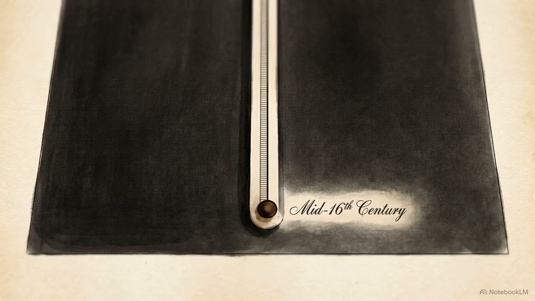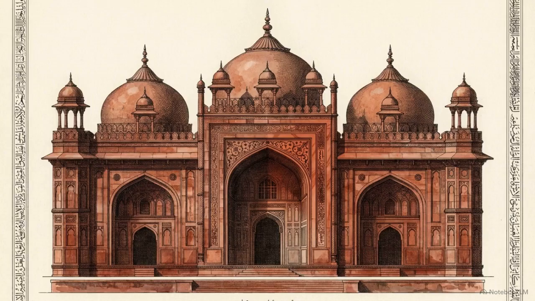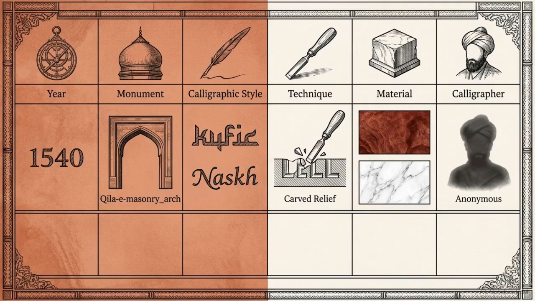The first node in our timeline is the year 1540. The Qila-e-Kuna Mosque in Delhi serves as our structural baseline. Our first dataset is locked. The year 1540, at the Qila-e-Kuna, using Kufic and Naskh scripts. It is a carved relief on red sandstone and white marble, created by an anonymous calligrapher.